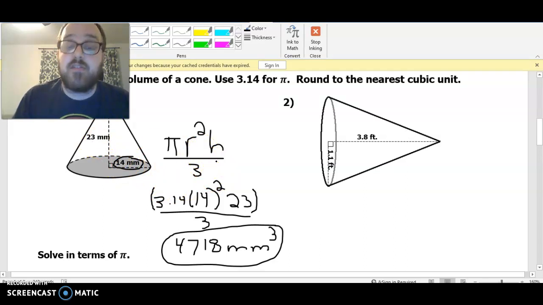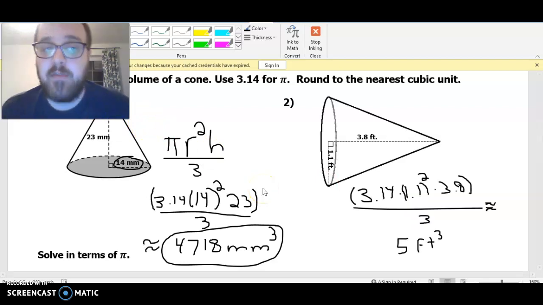What I'd like you guys to try is go ahead and try number 2 on your own. So in a moment, I want you to pause the video, go ahead and try and calculate number 2, and then unpause and you can see my work and we can check our answers together. So right now, go ahead and pause the video, find the volume of that cone, and then we'll meet back together and talk about it.